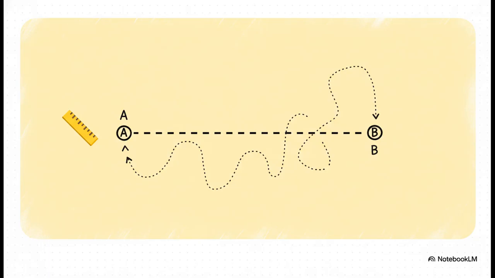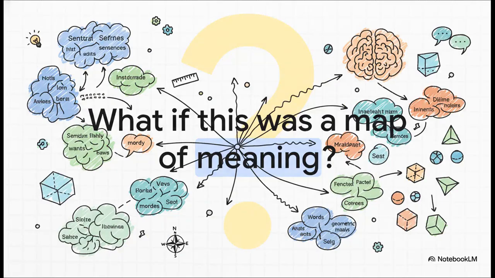Okay, so let's start with something we all know, a regular map. When you look at one, you can basically measure two things. First, there's the simple straight line distance. How far is it from point A to point B as the crow flies? And second, you can look at the trajectory, the actual path you take with all its twists and turns. Pretty straightforward, right? But here's the big leap.